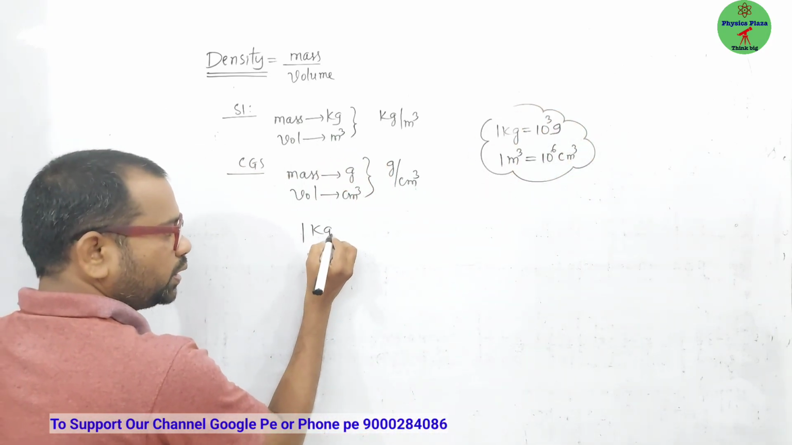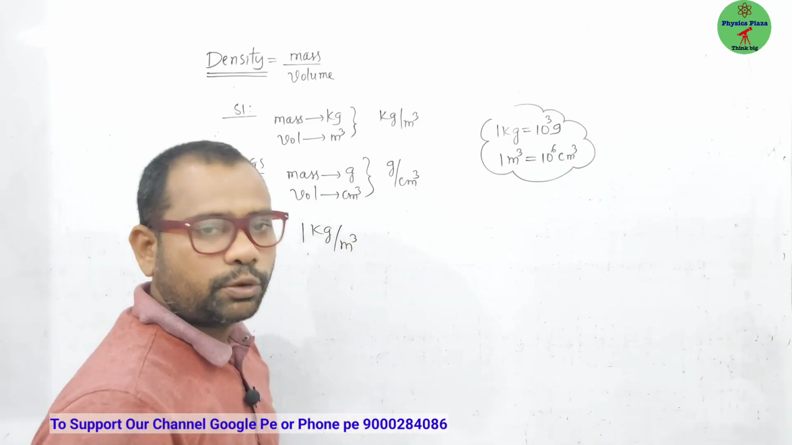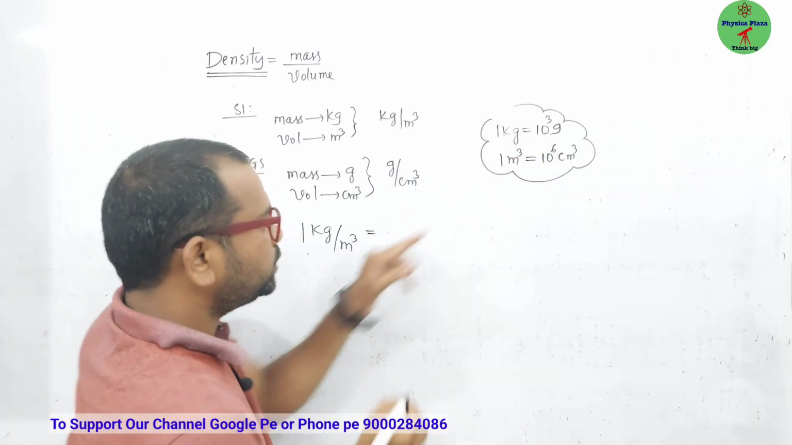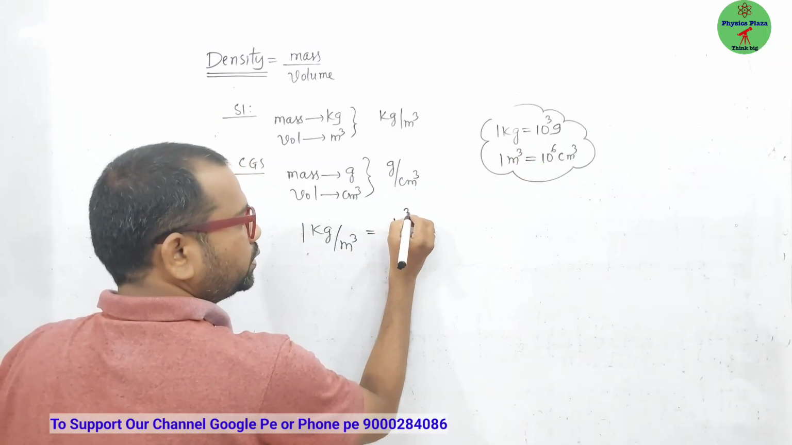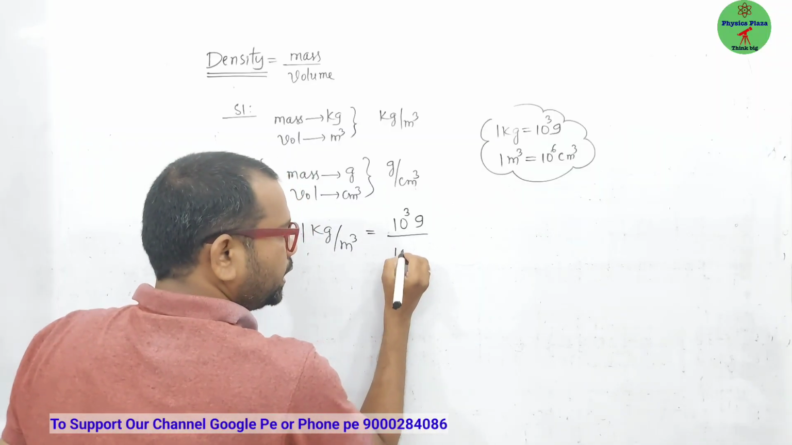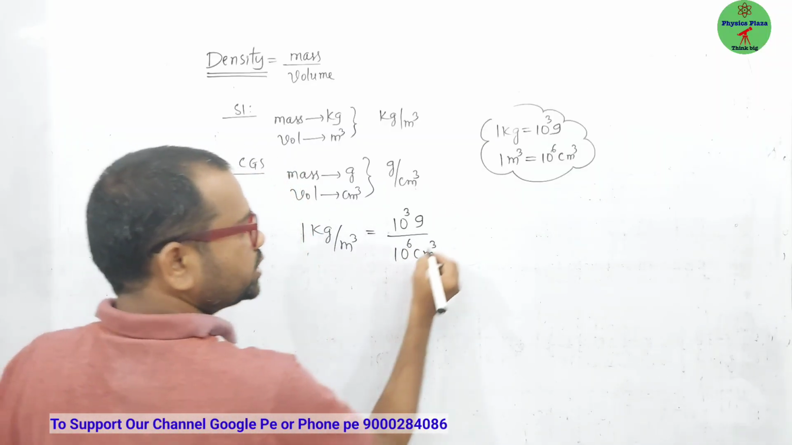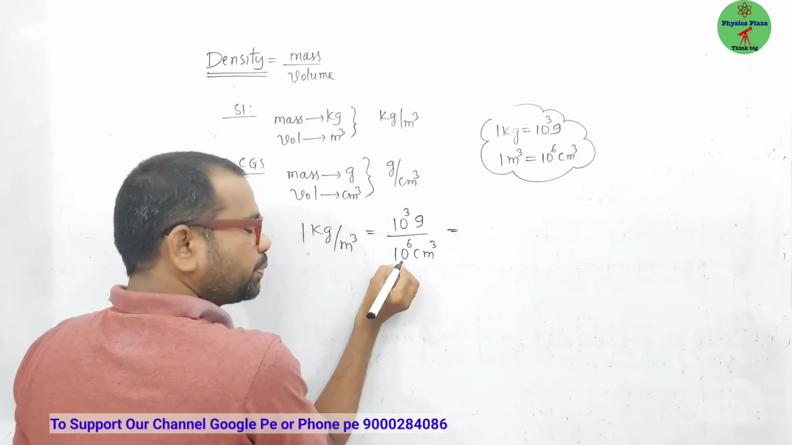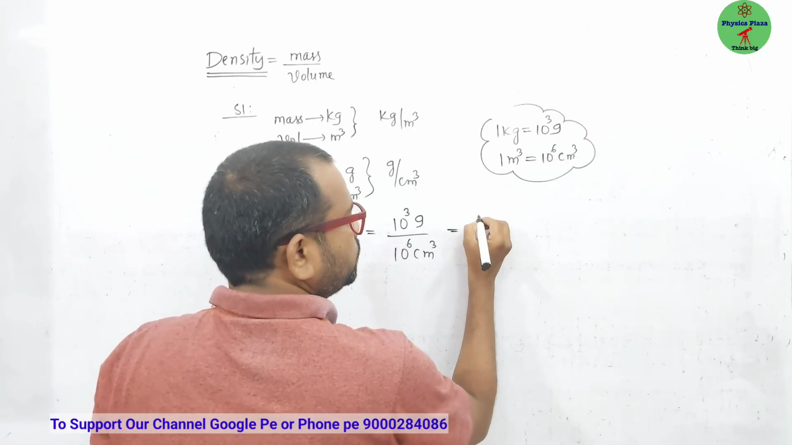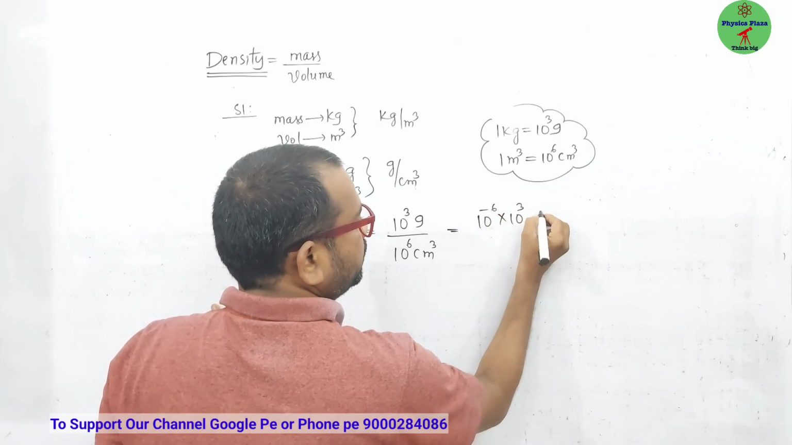1 kg per meter cube is equal to how many grams per centimeter cube? Very simple. In the place of kg, you substitute 10 power 3 grams. In the place of meter cube, 10 power 6 centimeter cube. Now, how to do the simplification? Look here. Bring this 10 power 6 to the numerator, it will become 10 power minus 6. Already 10 power 3 is there in the numerator.